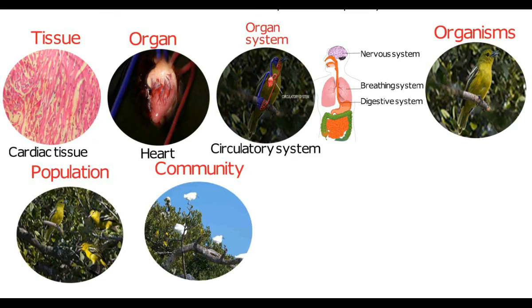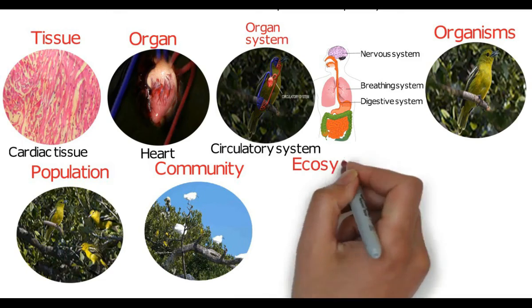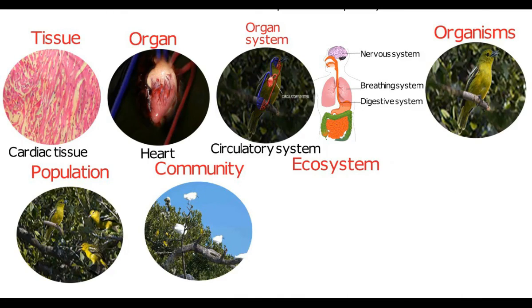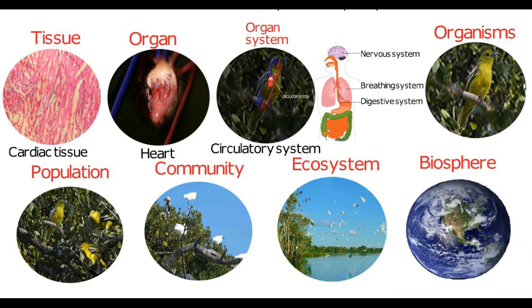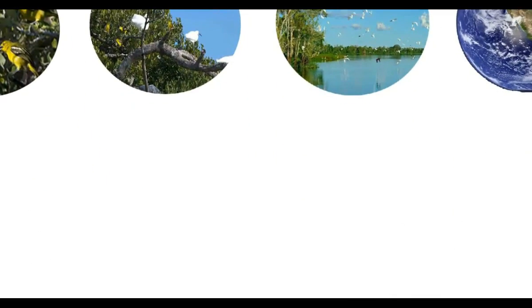The living and non-living things in an area form an ecosystem. For example, the lake. And all of the environments on Earth that support life form the biosphere. For example, the oceans, the forests, the swamps, and others.